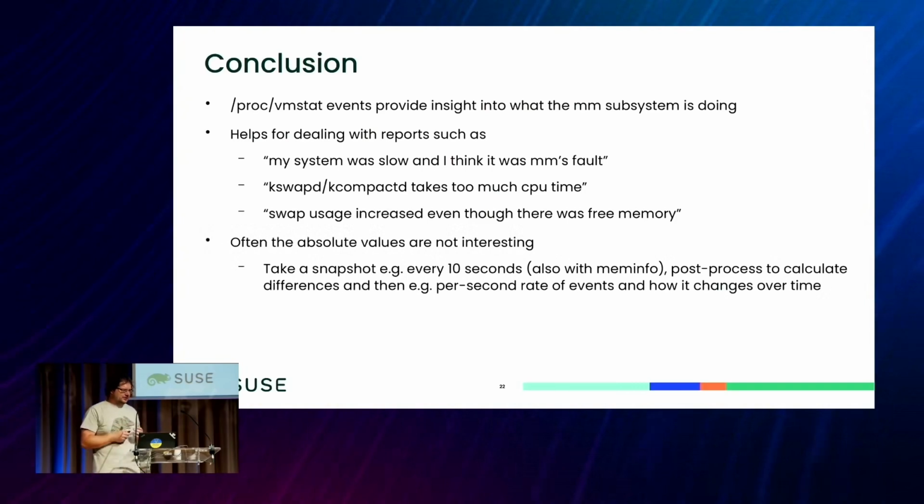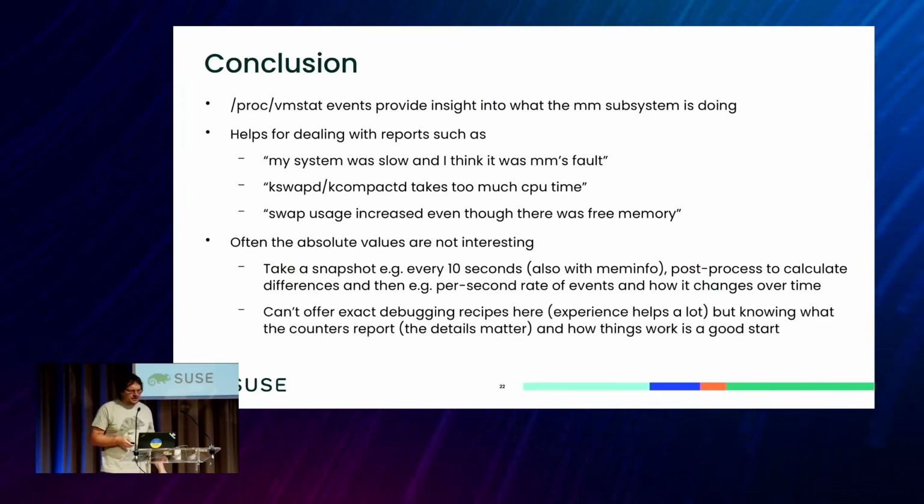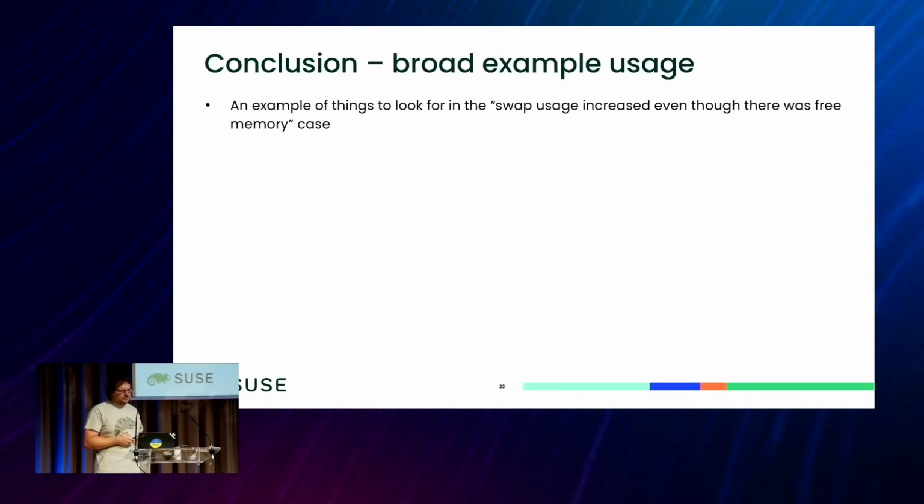So to answer these things, the absolute values are, again, not so interesting. What we do is take a snapshot every 10 seconds, for example, and see how much they increased since the last snapshot and how many of these events occur per second. I'm not giving you exact recipes here because you learn by doing this. But of course, knowing what the counters exactly do, and it's not always obvious, is necessary to start somewhere, and that's what I tried to explain today.